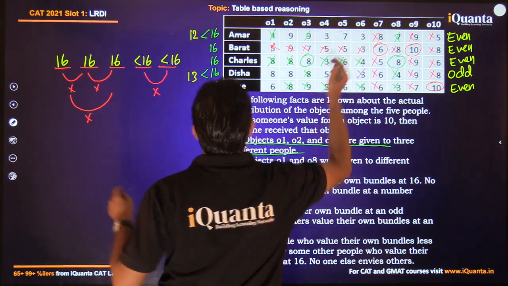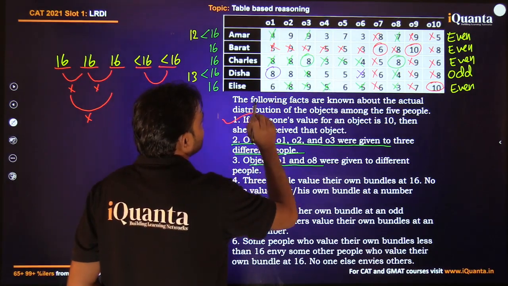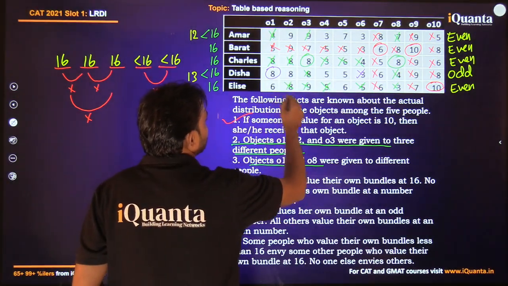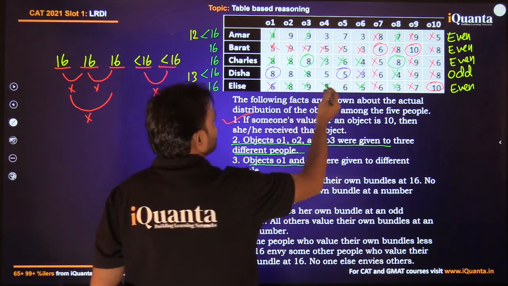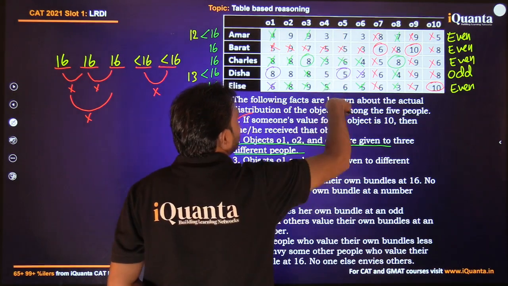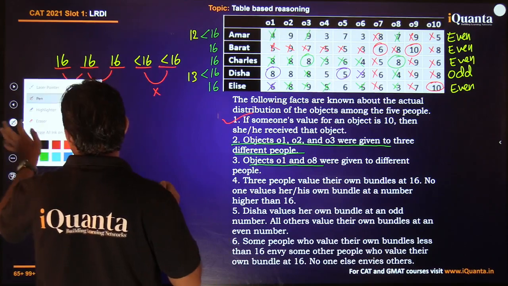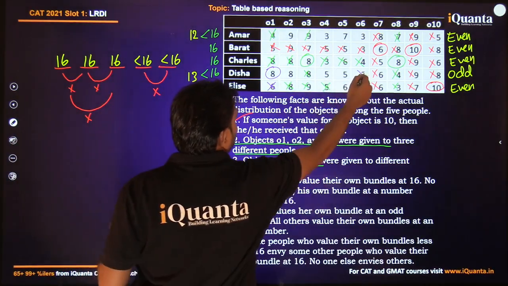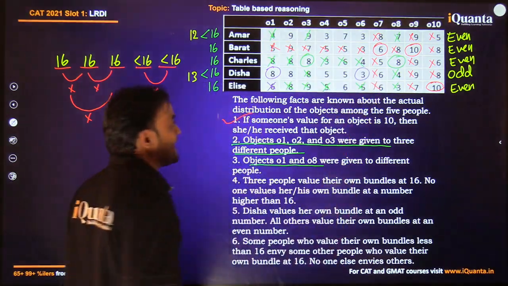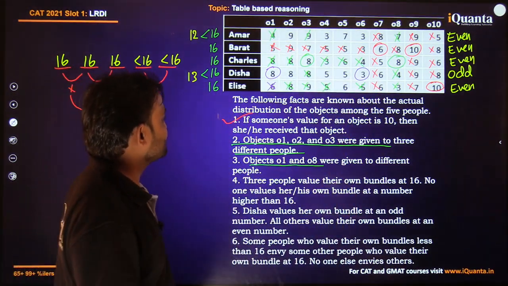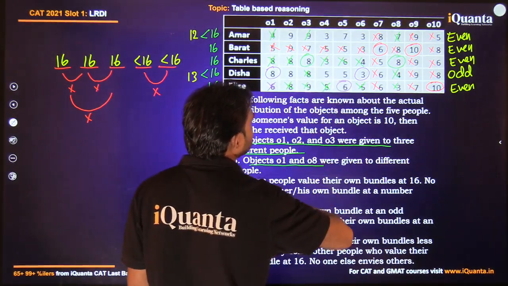If Disha received the first item and the fifth item, then in that case, Ellis cannot receive object 5, which is not possible. So we need to discard this case. Now if Disha received the first object and the sixth object, what will happen in that case? Disha received the first, so Ellis must have received the fifth object.